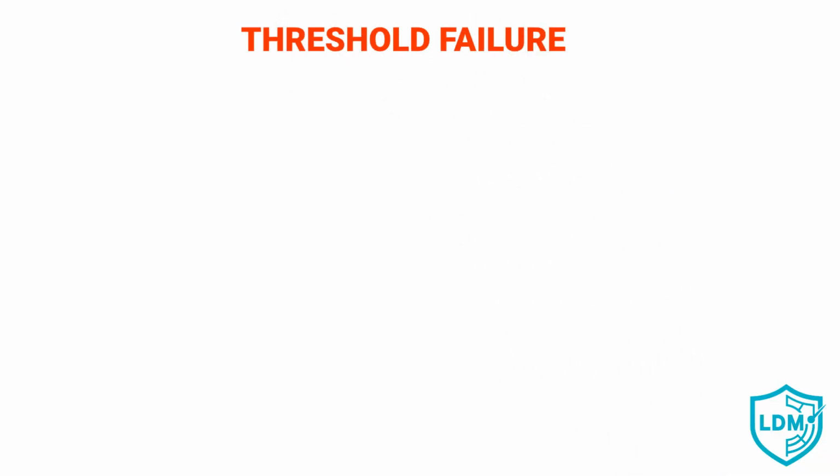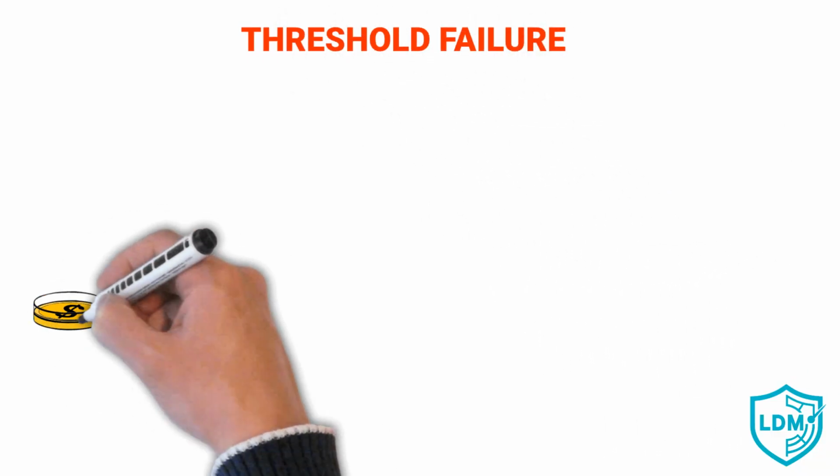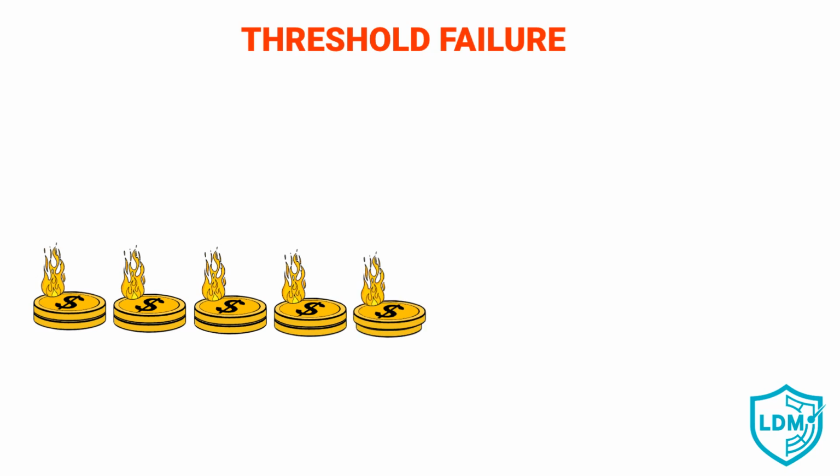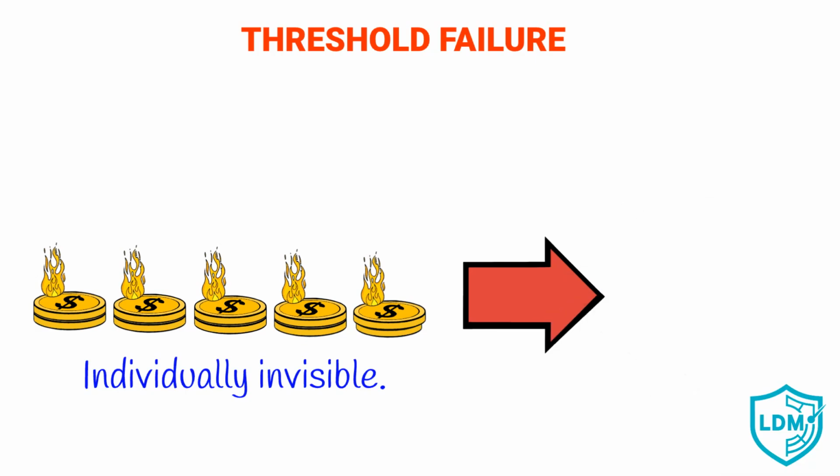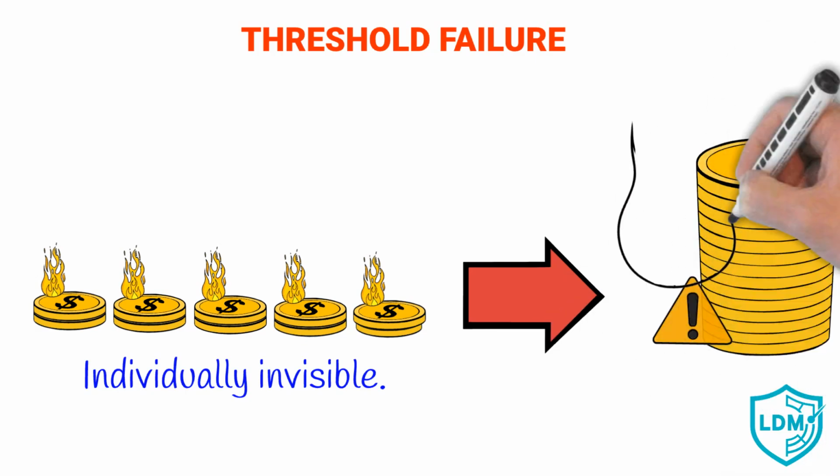Then comes the silent failure, thresholds. 5 small losses. Individually invisible. Together. Large enough to trigger a review.